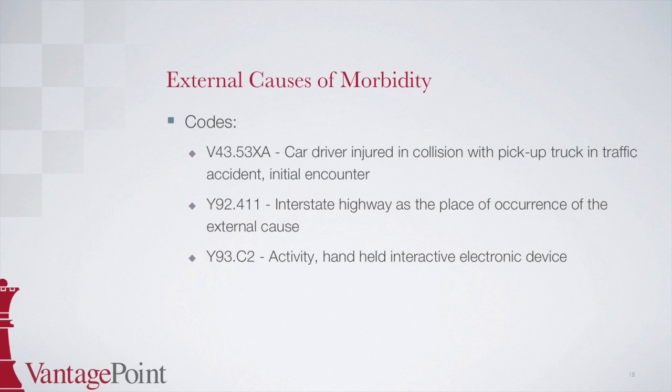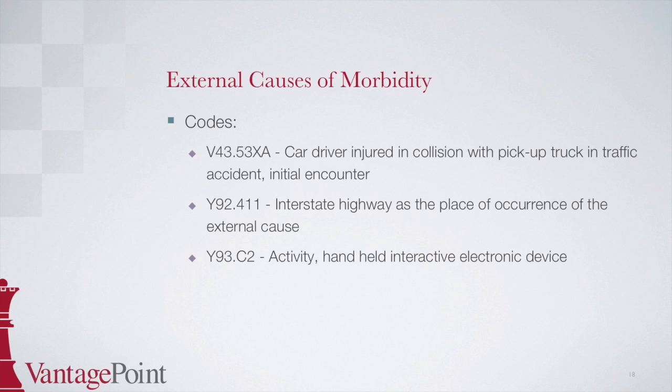The next code is Y92.411, interstate highway as the place of occurrence of the external cause. Since this is an initial encounter, we need a place of occurrence code if it's applicable. To locate this code, go to the index to external causes and then go to place of occurrence. From there, you would look for highway, which has interstate in parentheses, and this points to Y92.411, which you would then confirm in the tabular.